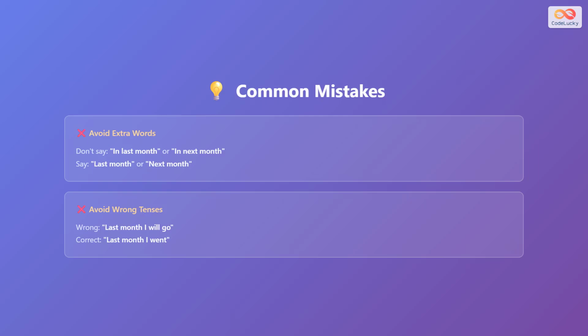Now let's talk about common mistakes to avoid. First mistake, don't say in last month or in next month. Simply say last month or next month. Second mistake, don't use wrong tenses. For example, don't say last month I will go. Instead, say last month I went. Always match your verb tense with whether you're talking about the past or the future.